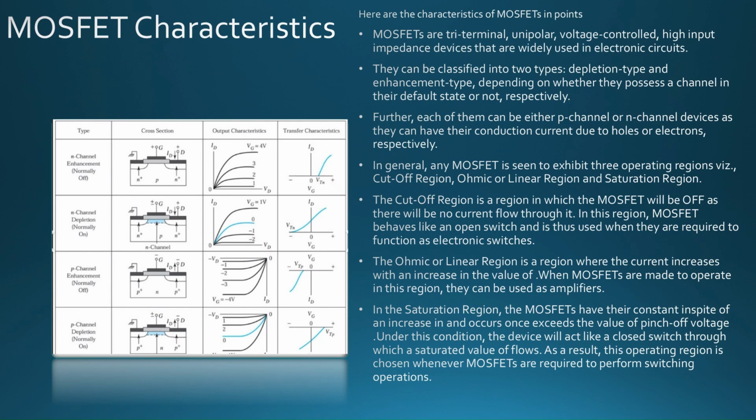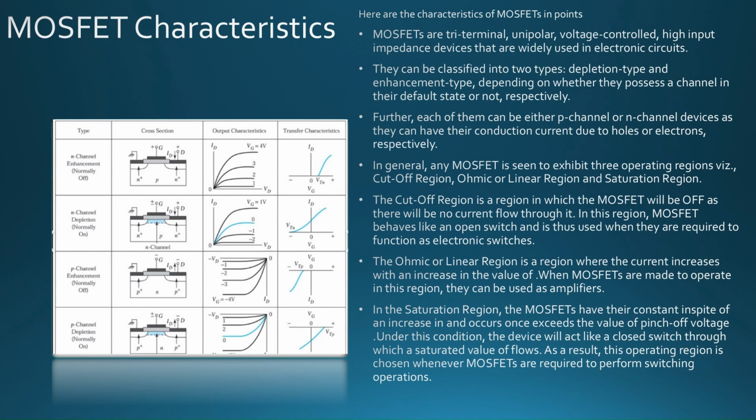The cutoff region is a region in which the MOSFET will be OFF as there will be no current flow through it. In this region, MOSFET behaves like an open switch and is thus used when they are required to function as electronic switches. The ohmic or linear region is a region where the current increases with an increase in the value of the drain-source voltage. When MOSFETs are made to operate in this region, they can be used as amplifiers.